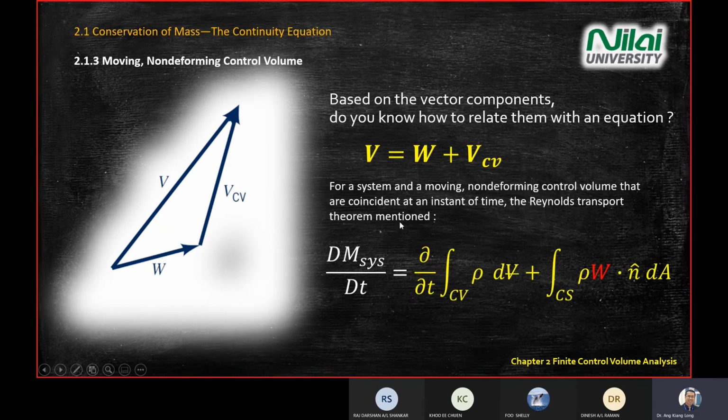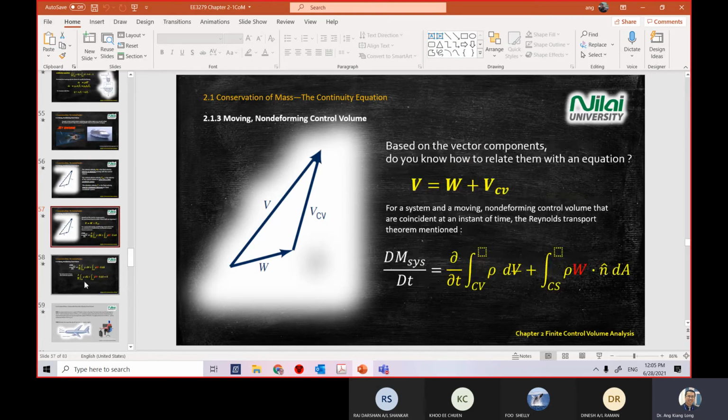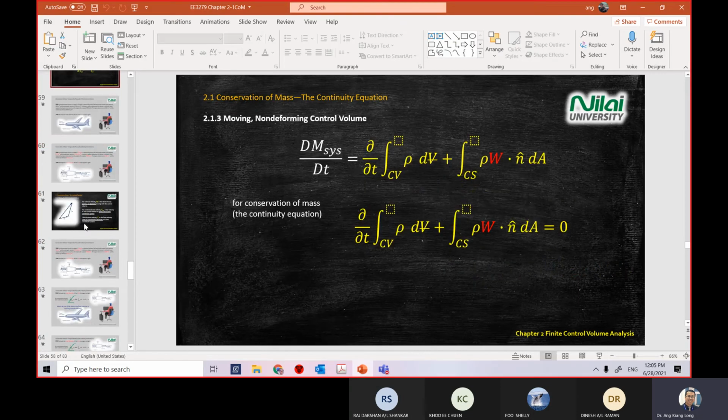We also introduced the conservation of mass equation. Through the Reynolds transport theorem, we modified the equation a little by changing the V in the control surface component. The capital V we change to W, because we are looking at a relative velocity rather than the velocity, since we have a moving control volume. This is what we covered, and we also looked through a few examples.